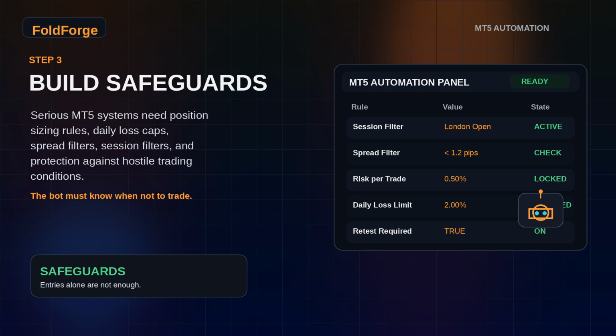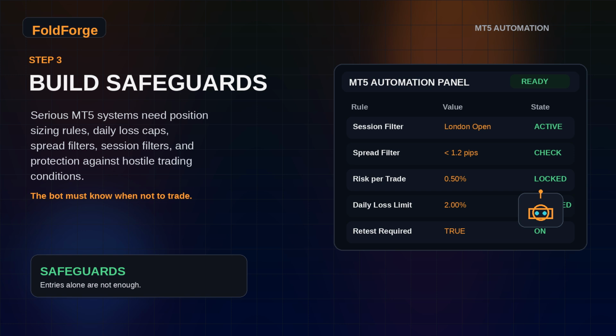Third, build risk controls into the system itself. This is where many MT5 bots fail. They know how to enter, but they do not know when to stop. A serious automated system needs position sizing rules, daily loss limits, spread filters, trading session filters, and conditions that disable the bot when the environment becomes hostile.